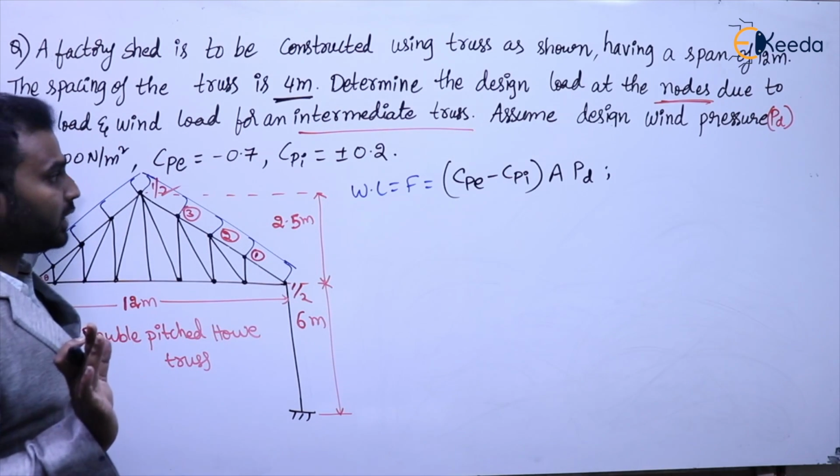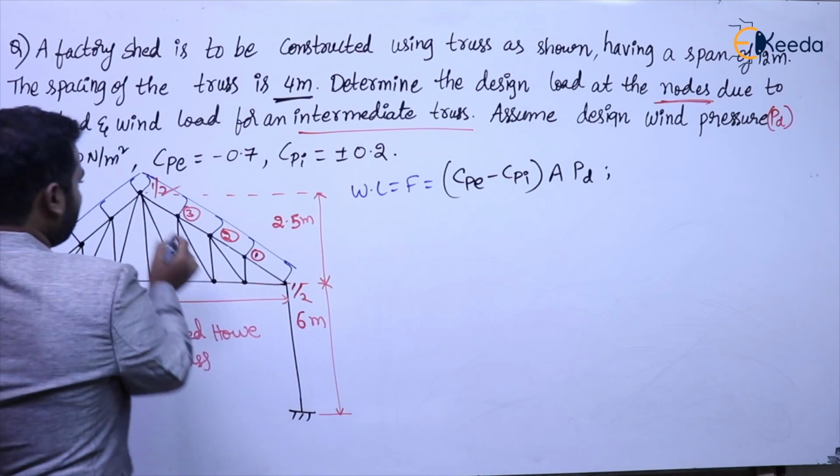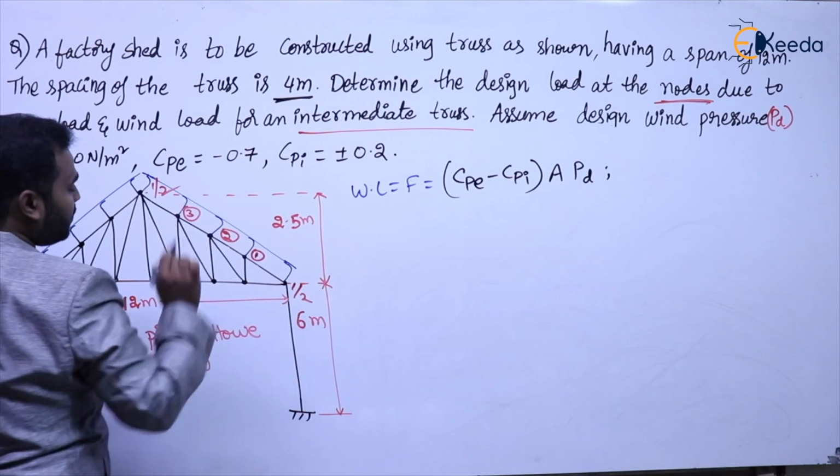1500 Newton per mm square. And what is the area to be considered here? Surface area. It means this inclined length. How much is this inclined length?